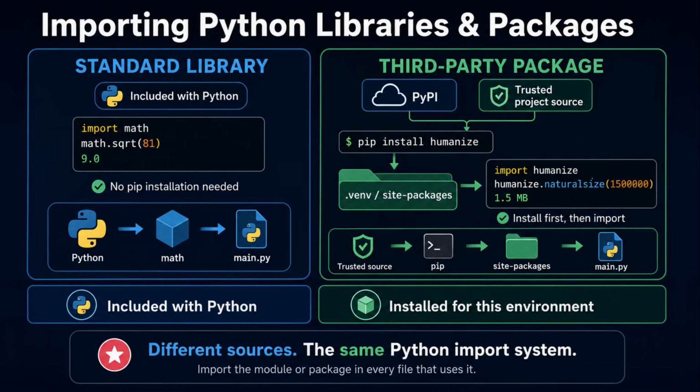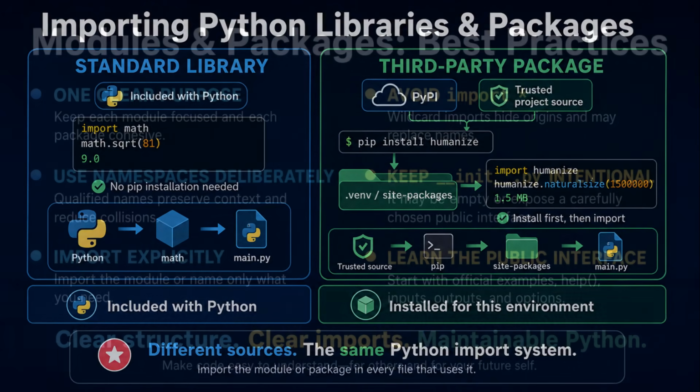The important distinction is where the code comes from. Standard library modules are included with Python. Third-party packages must first be installed for the environment where we plan to use them. After that, both use the same Python import system: import the module or package in every file that needs it, and use a qualified namespace whenever it helps keep the code's origin clear.